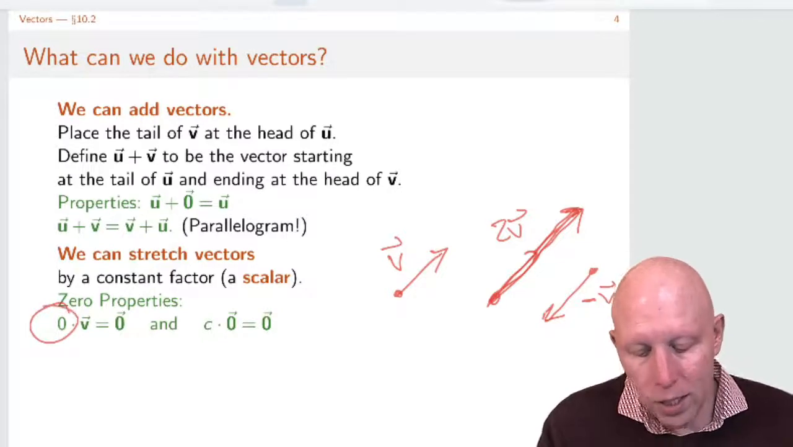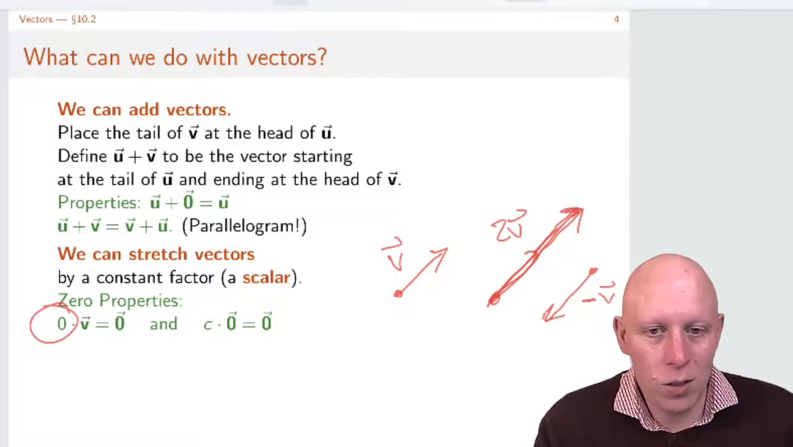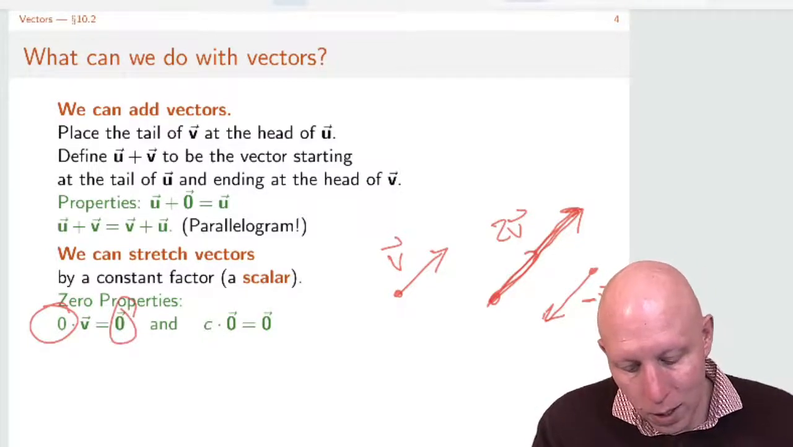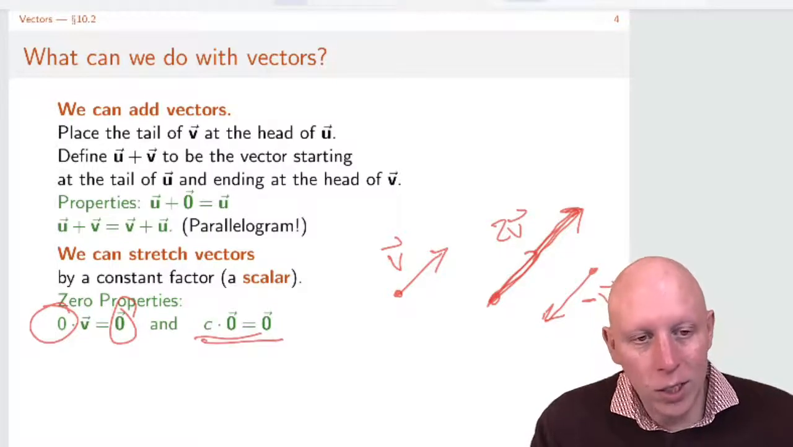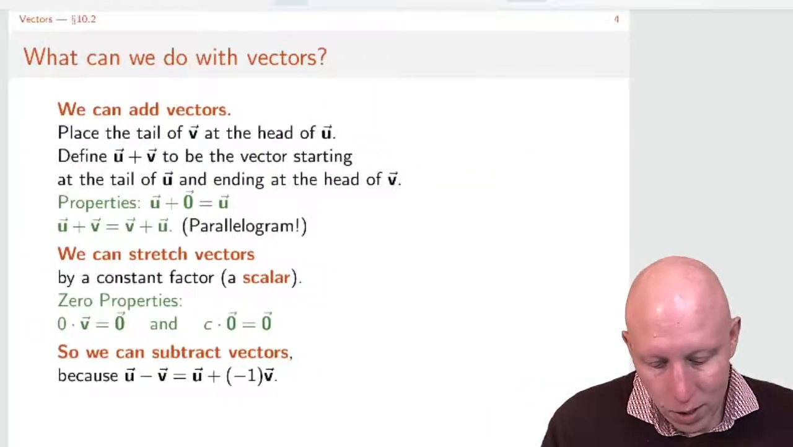Of course, if you take 0 and multiply the length by 0, you have the vector that doesn't go anywhere. You have the 0 vector. Similarly, if you take the 0 vector and you multiply by anything, you get back the 0 vector.